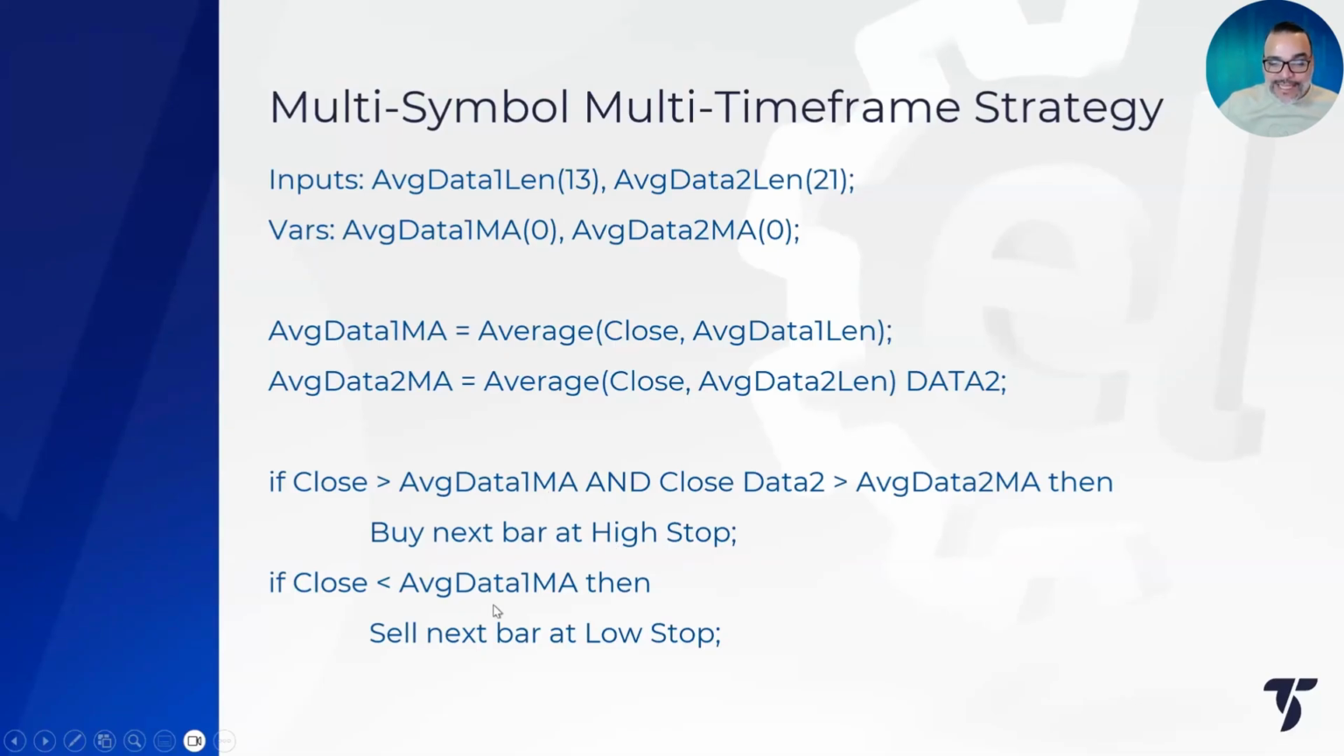Now, if the close is less than the average of data 1, then sell next bar at low stop. So what this is doing is just pretty much exiting the trade as soon as the condition is not true right here at the top. Okay, if you're not familiar with the EasyLanguage, this piece may have sounded like mumbo jumbo, but we're gonna break it down and make it work for you.